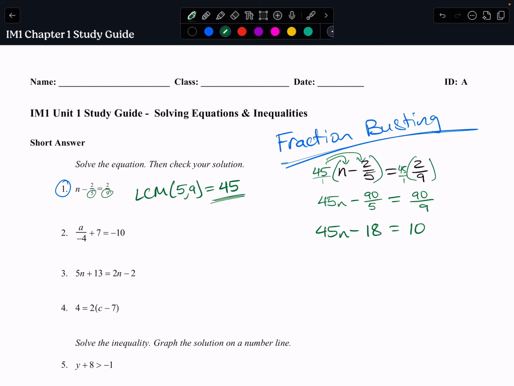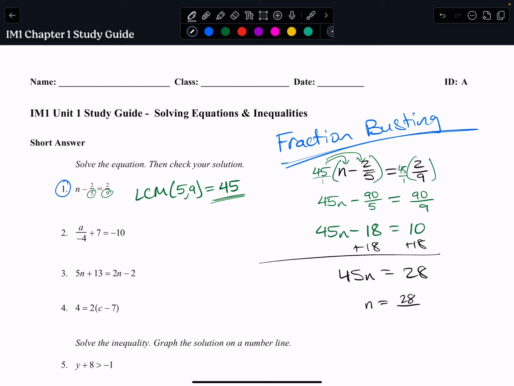We still need to solve for n, so let's add 18 to both sides. We'll get 45n is equal to 28. And if you divide both sides by 45, you're going to get the same answer we got the first time around, 28 over 45. You don't have to know both ways. You don't have to show me both ways. Just pick one, whichever works for you. If you have any questions, just let me know.